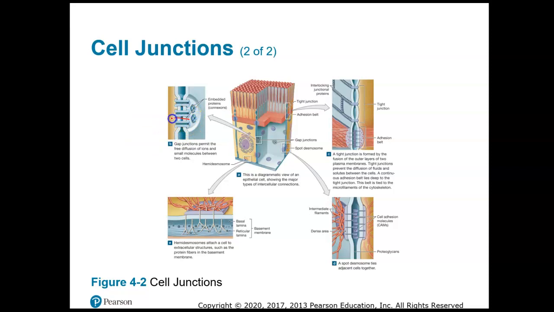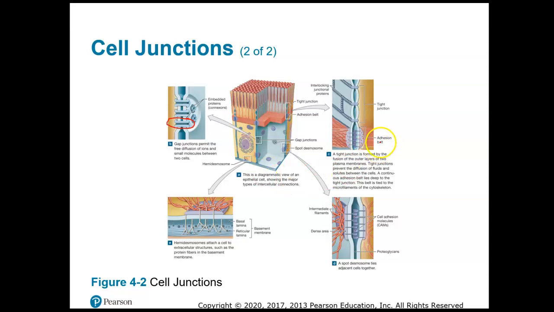Gap junctions. When there's a gap junction that attaches one cell to another cell, it allows for ions and other molecules to move from one cell to another. So gap junctions are really important in making sure that there's communication between the cells in a particular tissue.